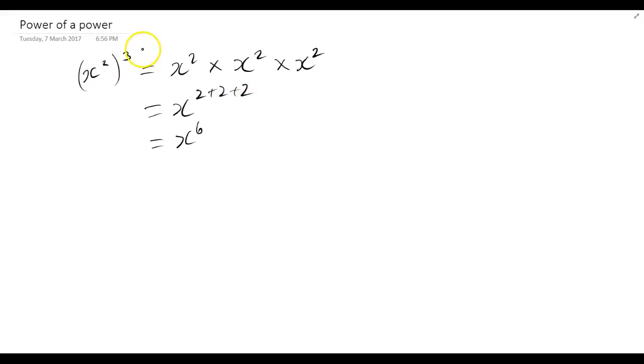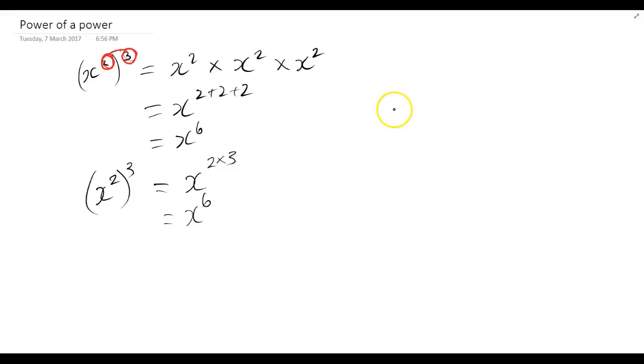Now, when I look back at these numbers up the top here, what do you notice when I grab this 3 and I multiply it with that 2? They equal 6. So this particular law, we can do a multiplication. So I can set it out like this. If I have x squared to the power of 3, or x squared cubed, then I can simply write this using our third law. It would be x to the 2 times 3, which again gives us x to the 6 straight up.